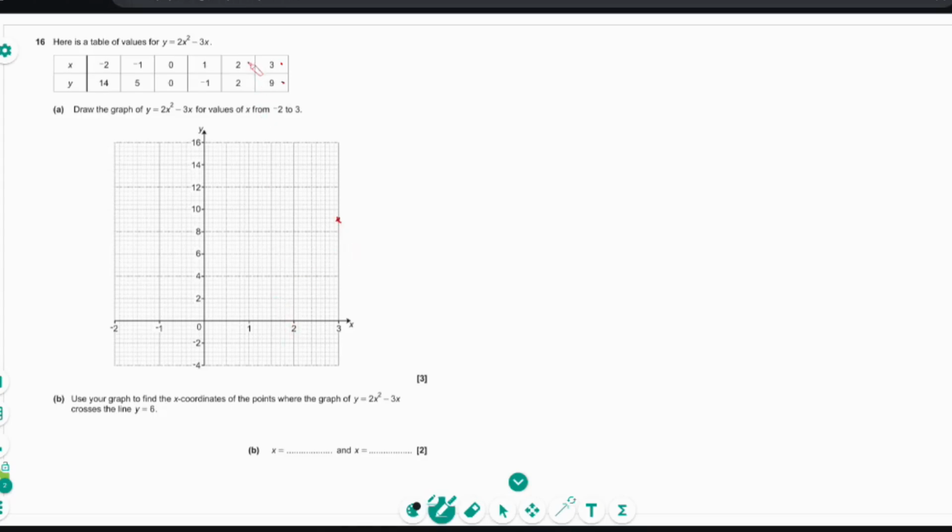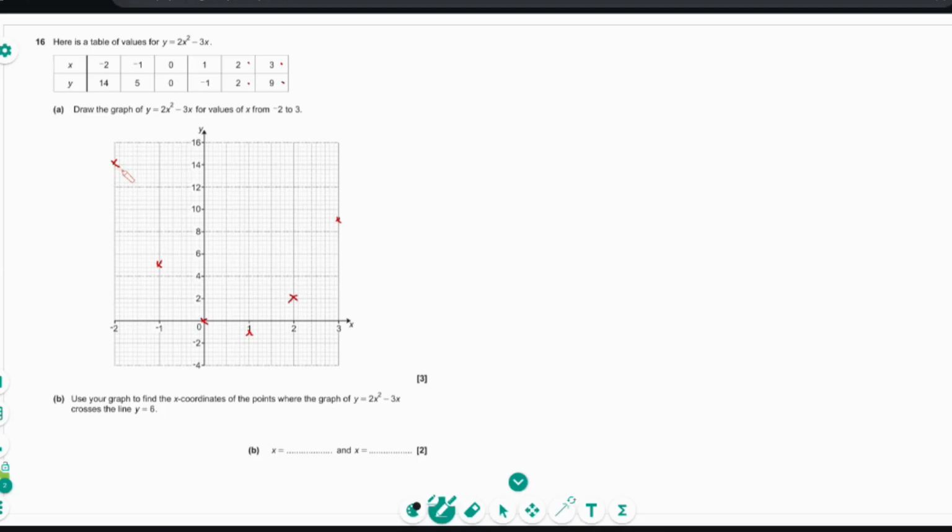When x is 2, y is 2. 2, 2. When x is 1, y is minus 1. X is 0, y is 0. X is minus 1, y is 5. X is minus 2, y is 14.